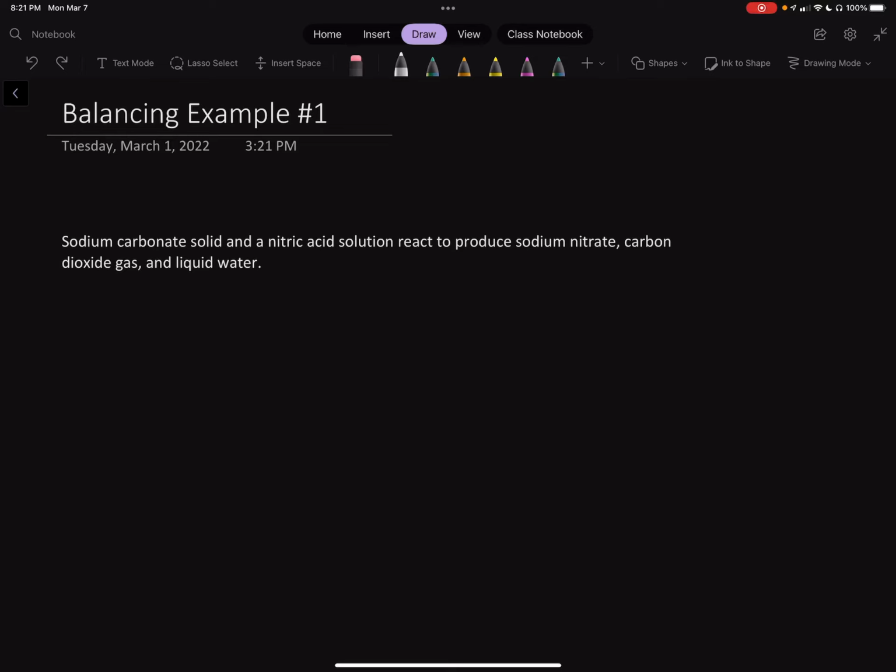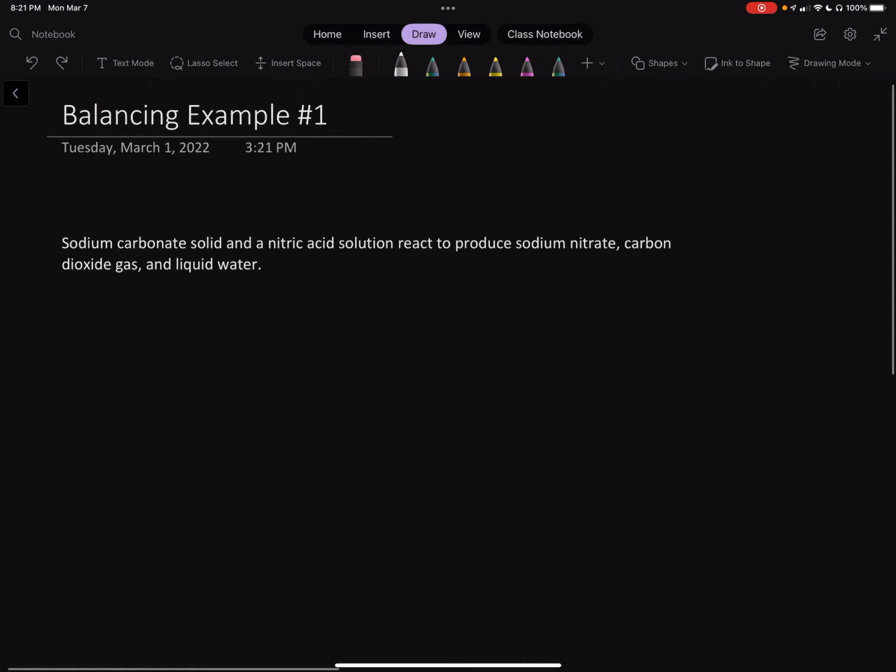In this video, we're going to do a review of balancing chemical equations from scratch, where we're also going to discuss how we actually get the formulas for all of the different chemical compounds you see in this example. And to distinguish this from my other videos, this is balancing example number 1. So this says sodium carbonate solid and a nitric acid solution react to produce sodium nitrate, carbon dioxide gas, and liquid water. So this first compound that's listed, sodium carbonate solid.